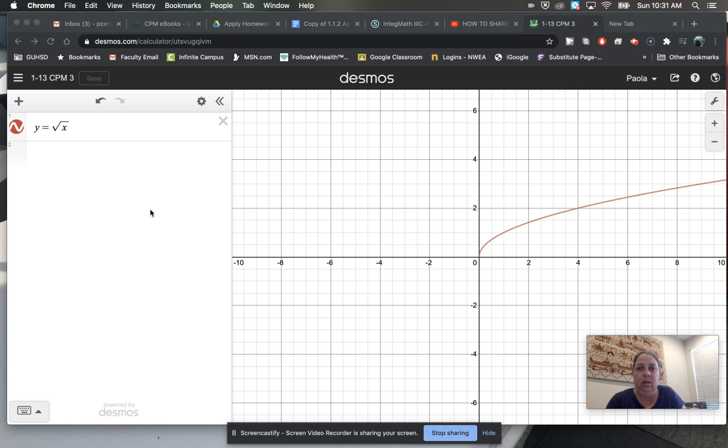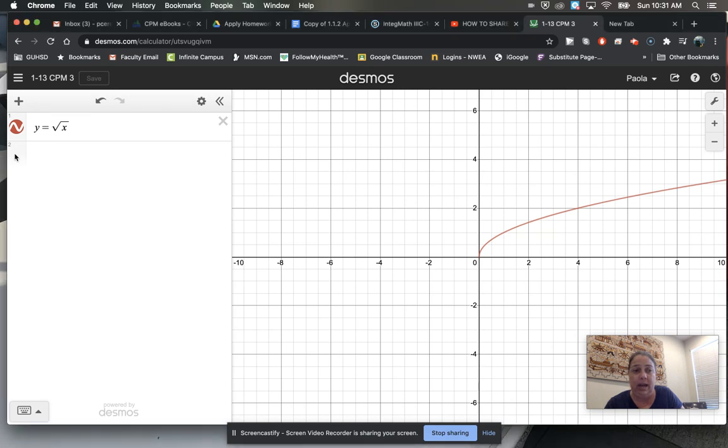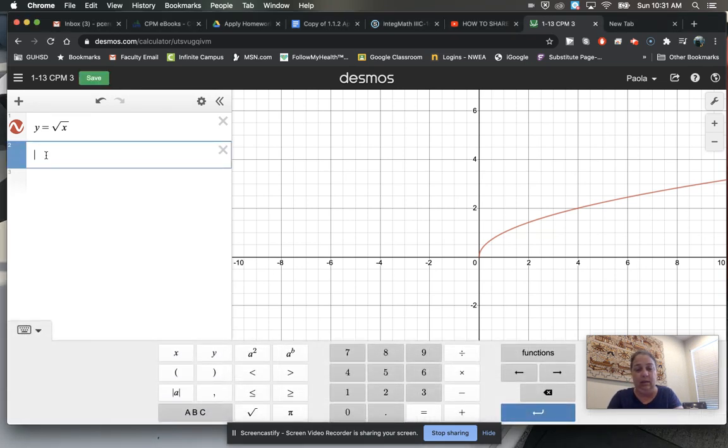Hello, today we're going to work on problem 113 from section 112. So you're going to be given some functions and we're going to be investigating them and graphing them. So I've put the parent graph up here, which is y equals the square root of x. We're going to see what happens to my graph when I place a number in front of it.